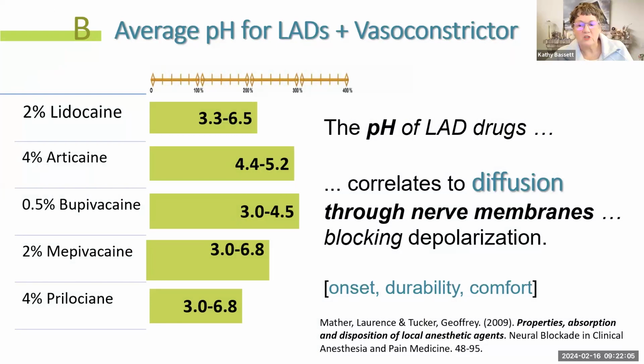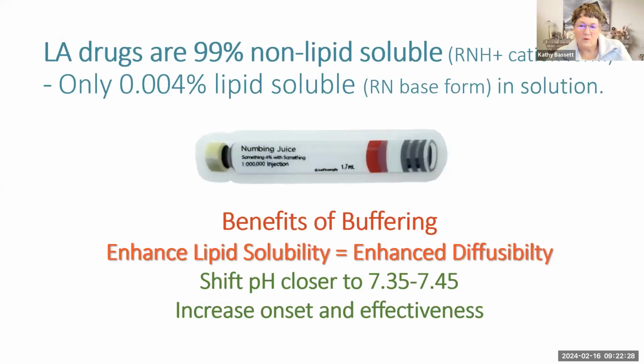And this chart just shows the pH for local anesthetic solutions with vasoconstrictors in them. So simply put, the higher the pH on that range, the better the absorption through that nerve membrane is going to be. So whether we're selecting that because of the inherent pH of our selected drug, or we're deciding that we're going to buffer that, it's important to remember that 99% of the drug in solution in that cartridge is non-lipid soluble. You only have 0.004% that's lipid soluble initially in solution.